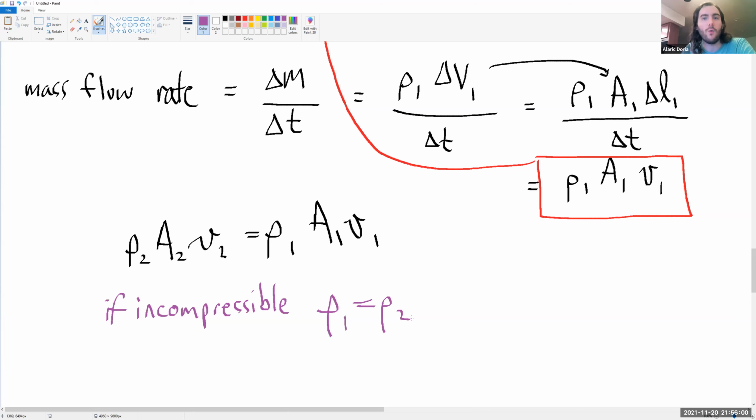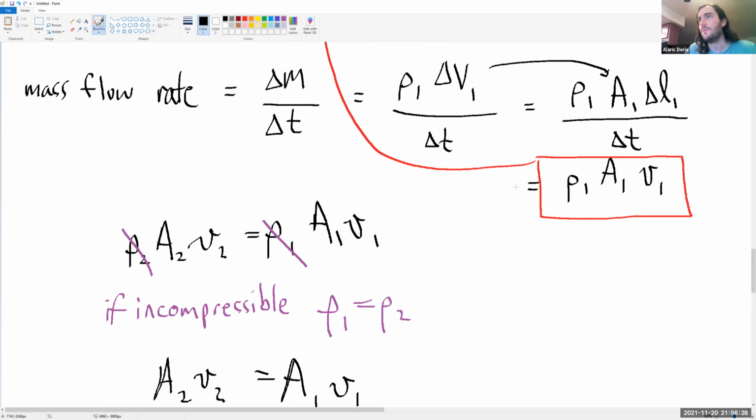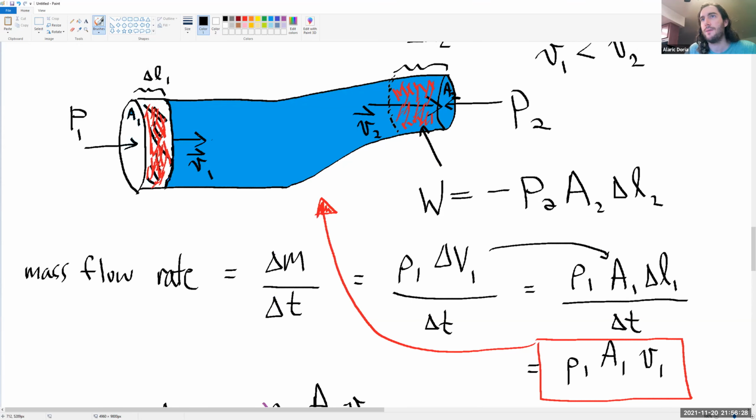So if we're talking about water in a pipe, nowhere in the pipe is the density of water going to change. So we can cancel those, and we have that A2 V2 is equal to A1 V1. So that explains why the velocity changes. The velocity of the fluid will change if you change the cross-sectional area. Okay, so change the cross-sectional area, maybe you cut it in half, then you double the velocity.